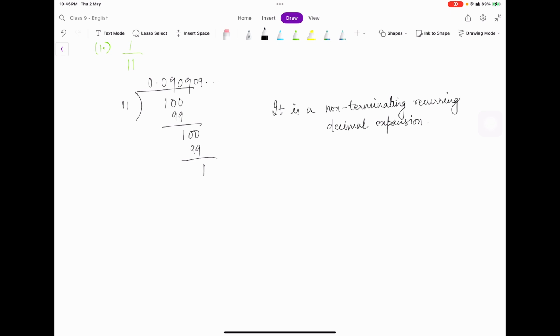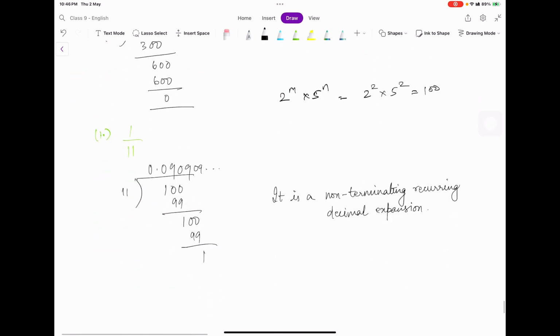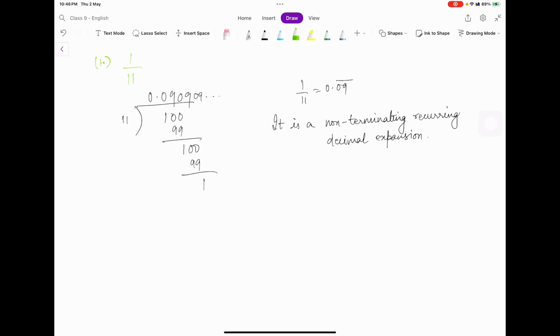Okay, and what was the question? We have to find it in decimal form. In decimal form, 1 by 11 we can write as 0.09. This is the decimal form. Okay, third question. There are many questions; there are a total of 9 questions here.